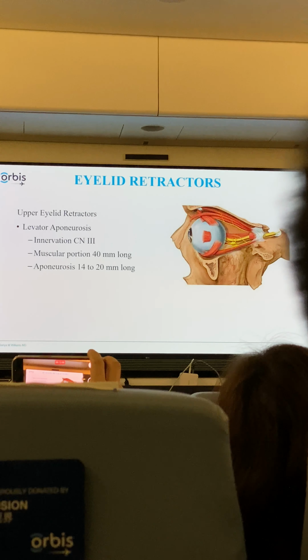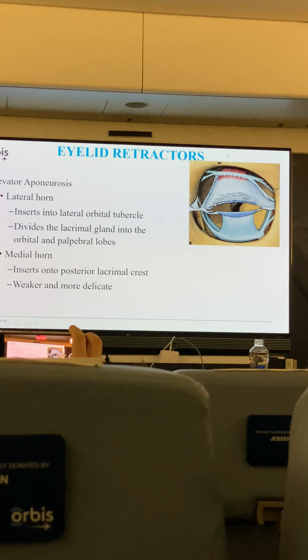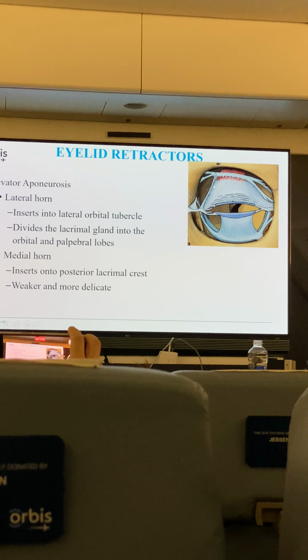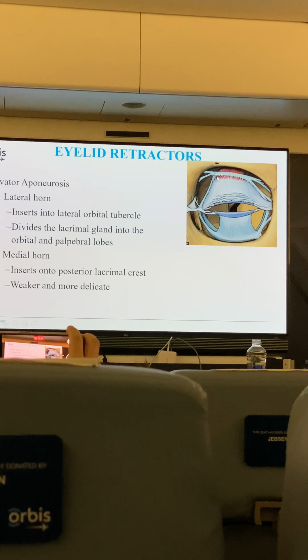In this picture or diagram, you can see the muscular portion as it transitions to the aponeurotic portion. So remember, our muscular portion is 40 millimeters coming from the apex. Our aponeurosis is about 15 millimeters.